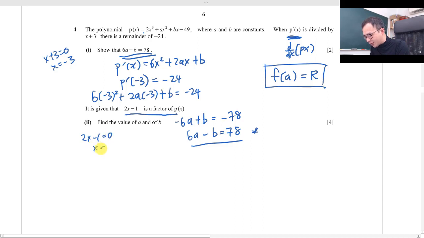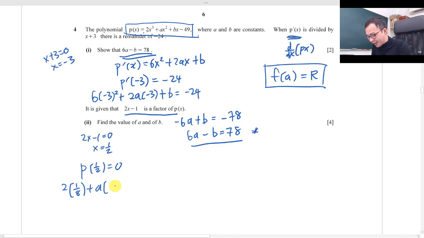I will make it equal to 0, x equals 1 over 2. Then I will sub 1 over 2 into it, so p(1/2) will give me 0. So I will plug 1 over 2 into my p(x) here. 1 over 2 cubed is 1 over 8, plus a times 1 over 2 squared is 1 over 4, plus b times 1 over 2, minus 49 equals 0. I will just simplify, and to make things easy I will multiply the whole equation by 4.